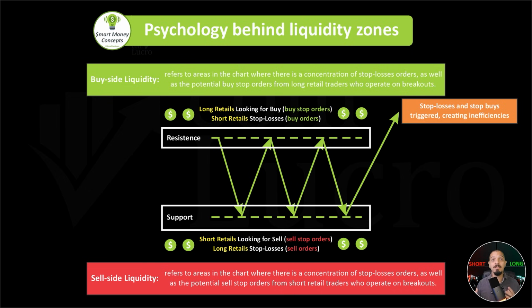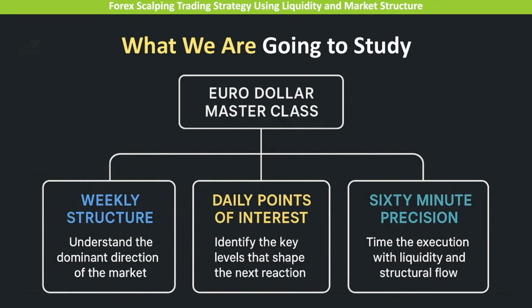Traders should be attentive to these zones to position their orders and stops most effectively, ensuring they can capitalize on the market's movements, whether it proceeds upward or downward. Understanding liquidity gives us clarity about where price is likely to move. But clarity alone is not enough. To trade consistently, we also need structure, context, and timing. This means knowing how to read the chart in a systematic way, across multiple time frames, so liquidity is not just identified, but used with precision. That is exactly what we're going to do next.